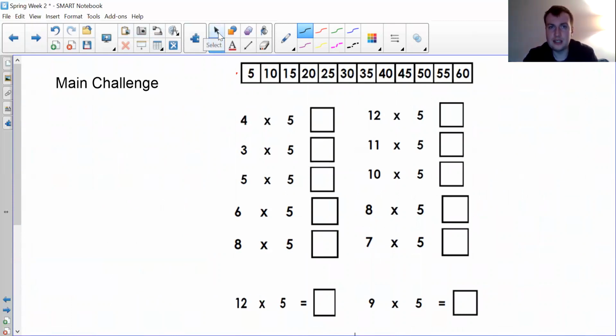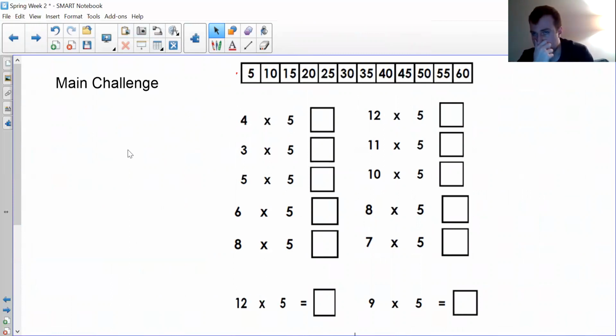All right, here you go. This is your challenge. Practice those 5s. Even put the 5s to count up in at the top to help you. So when you draw the groups, if you want to really practice counting your 5s, they're there to help. Okay, so pause the video, have a go at all those questions, and then we'll go through them.